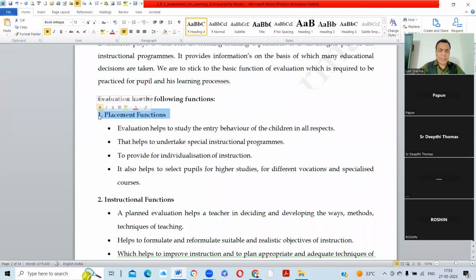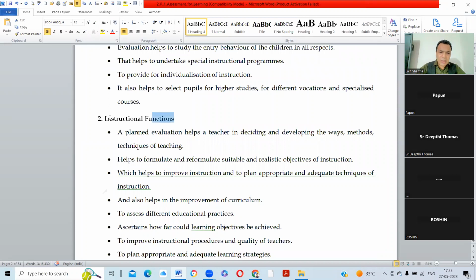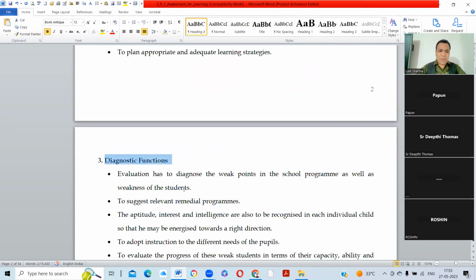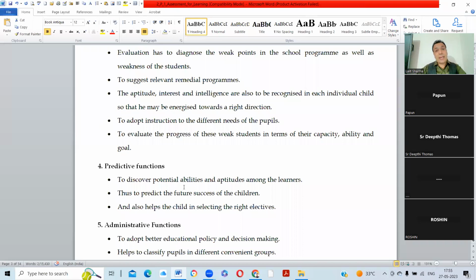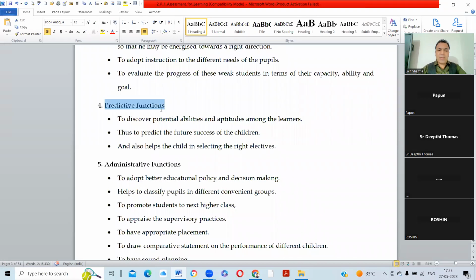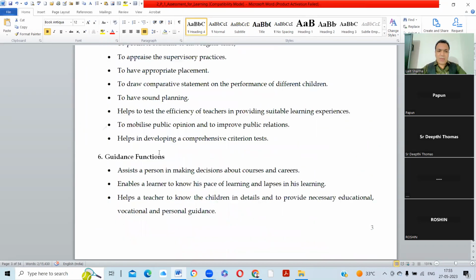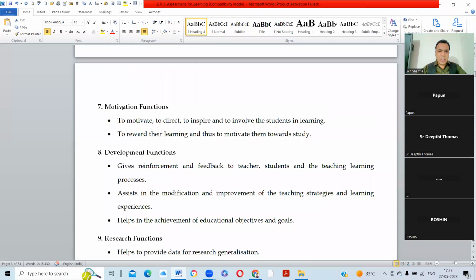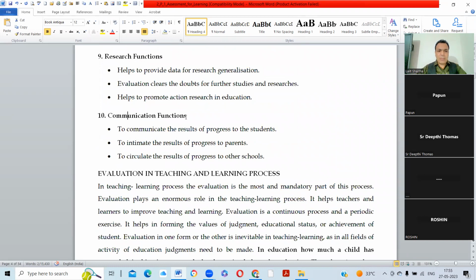It is asked by the examiner. Placement functions, instructional functions, diagnostic functions. Diagnostic functions also come at the end. Predictive functions, administrative functions, guidance functions, motivation functions, development functions, research and communication.